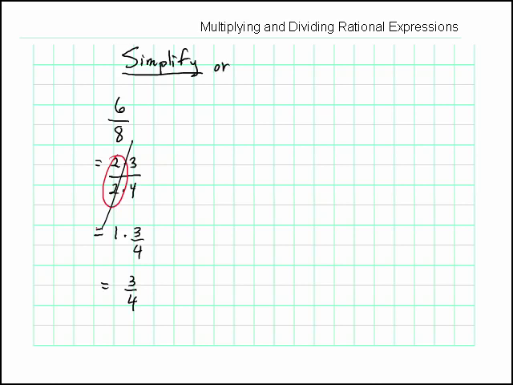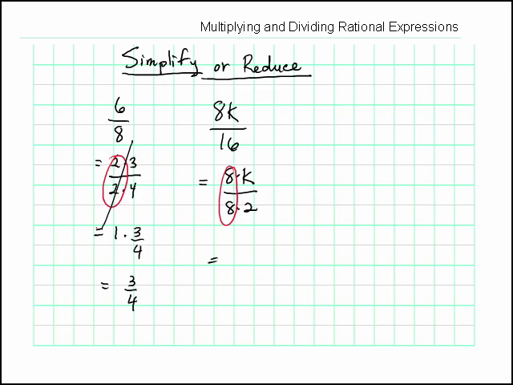So simplifying, or some books say reduce, same thing here. Let's say I have 8k over 16. Well, that's 8 times k over 8 times 2. The 8s will reduce to 1, and I am left with k over 2, and I've simplified or I've reduced the rational expression.